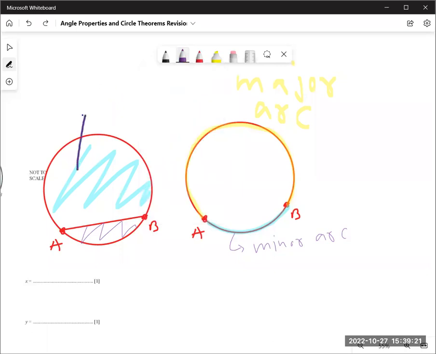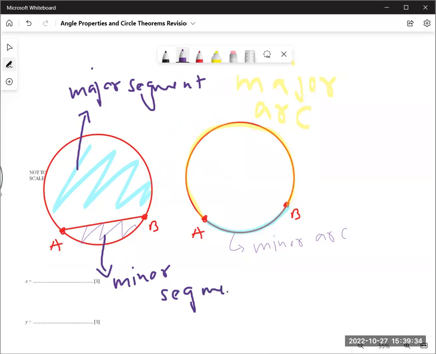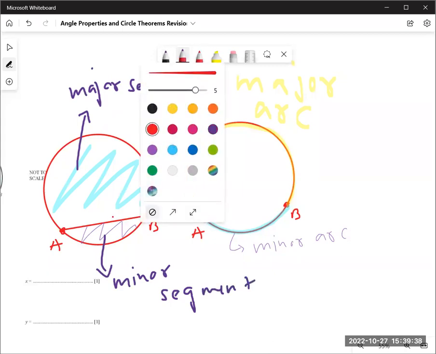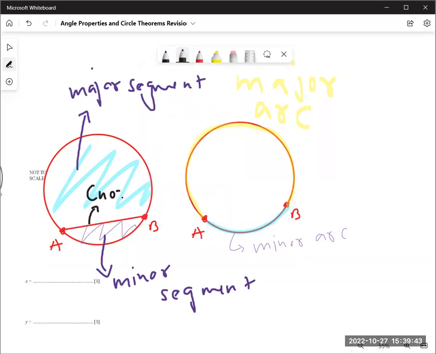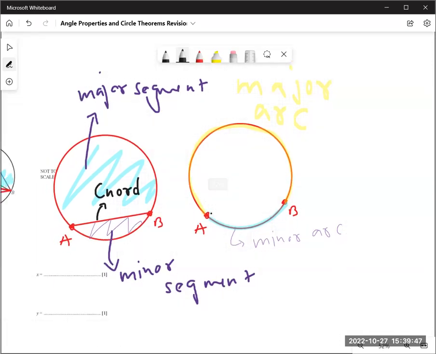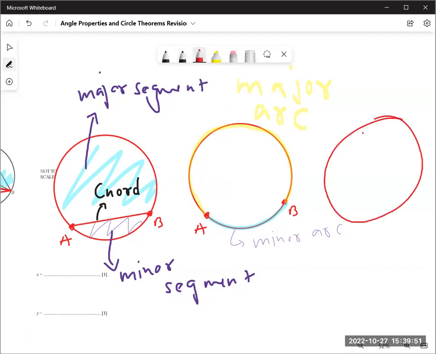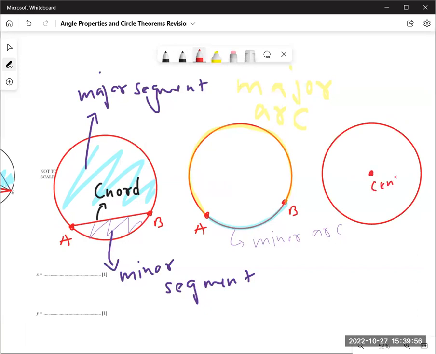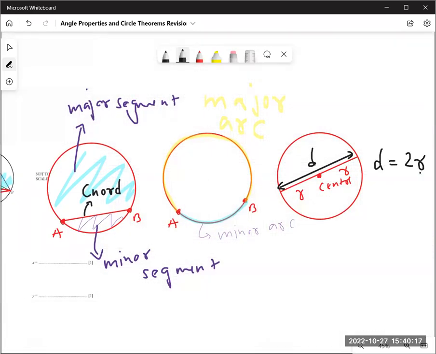Now this is called a segment. The blue part is the major segment. This is called the minor segment. And this line right here is called a chord. Draw this quickly, tell me when you're done. Also make another circle. This is the center. This is the radius. And this whole thing from here to here is called the diameter. Diameter is equal to twice the radius. Tell me when you're done making it. Quick.